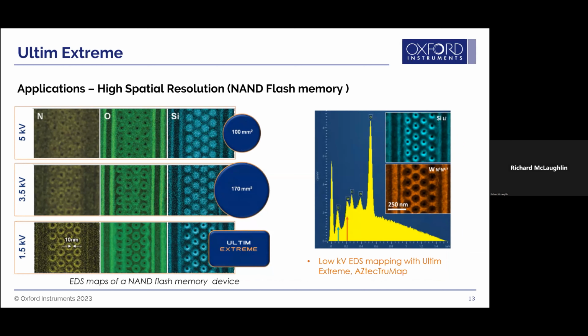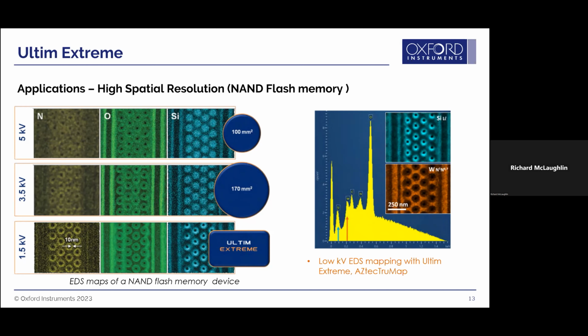a rather large area sensor, but we have a bigger one than that. It's 170 square millimeters. And they both do a pretty good job mapping. However, you can see that we're losing detail on this using the standard detectors. And with the extreme detector, 1.5 kV, you're starting to see features that are down to about 10 nanometers across.